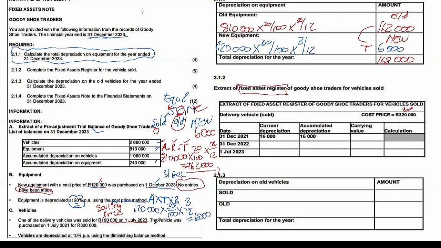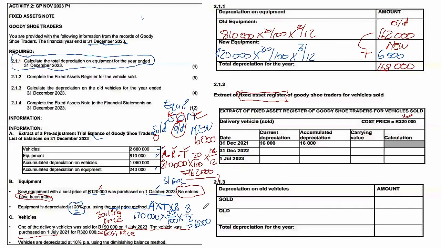And then the vehicle was purchased on 1st July 2021 for 320,000. So our cost of asset sold is 320,000. Therefore, depreciation is written off at 10% using the diminishing balance method. Remember our diminishing balance method.